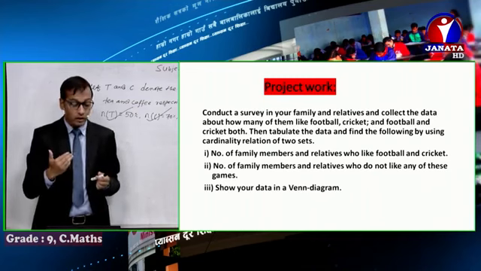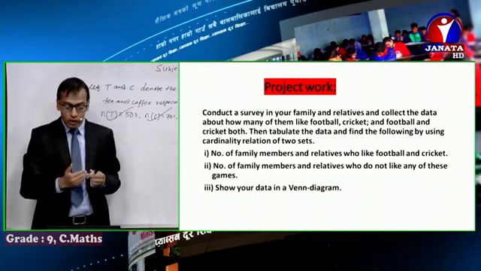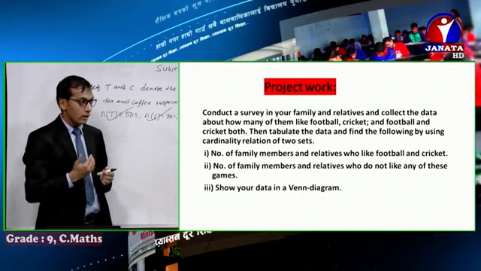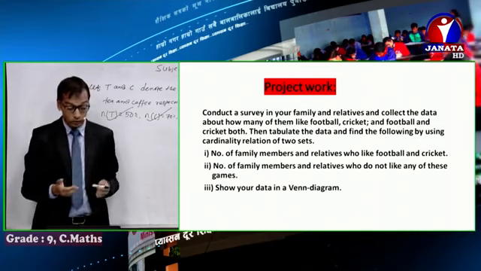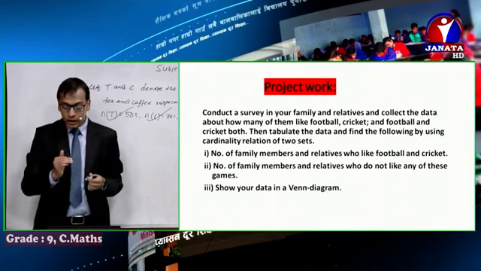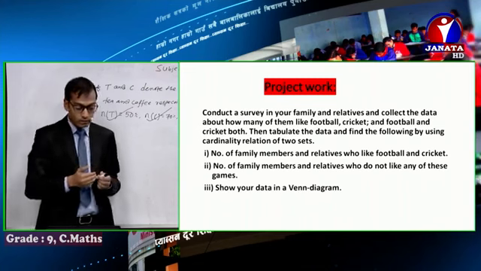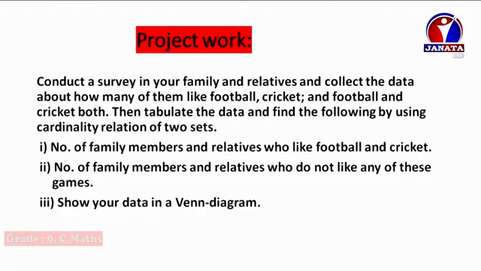Let me read out the project work. Conduct a survey in your family and relatives and collect data about how many of them like football, cricket, and football and cricket both. Then tabulate the data and find the following using the cardinality relation of two sets: the number of family members and relatives who like football and cricket, and the number who do not like any of these games. Show your data in a Venn diagram.